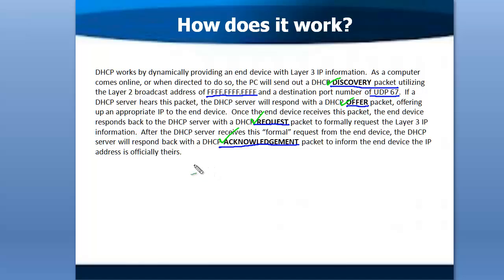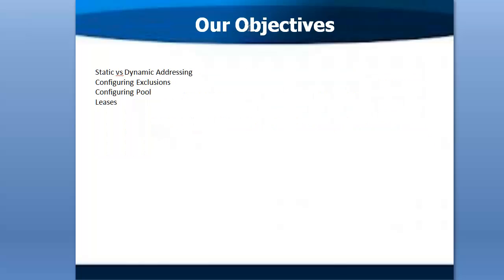Now, this isn't going to be permanent, or it could be permanent, but we're not going to configure it to be permanent, because that's going to lead us into one of the topics we'll be talking about today, and that is called leasing. So what are our objectives here? We're going to cover static versus dynamic addressing. We're going to go over configuring exclusions, configuring pools, and also, as I alluded to a second ago, talk about leases. So let's start with static versus dynamic addressing.